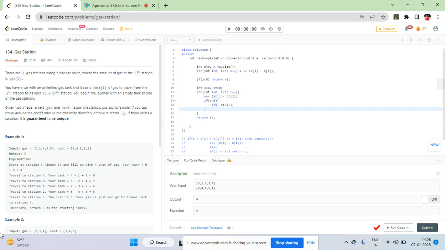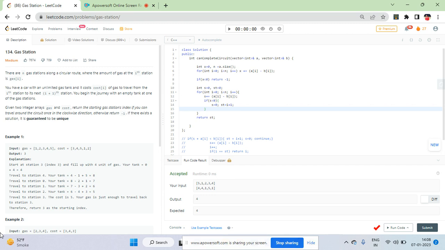First of all, if it is not possible, you can directly return -1. And if it is possible to perform a circular route, then you have to return the starting index. You might ask whether there are multiple answers, but the question is designed in such a way that there will always be one starting index.